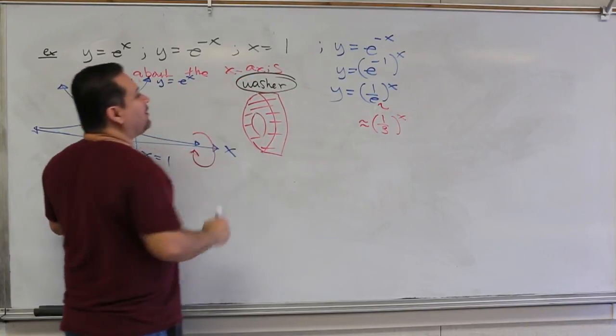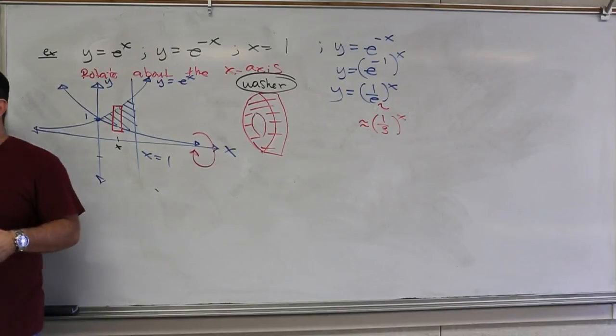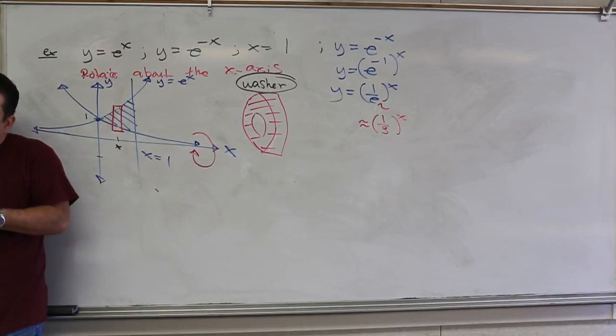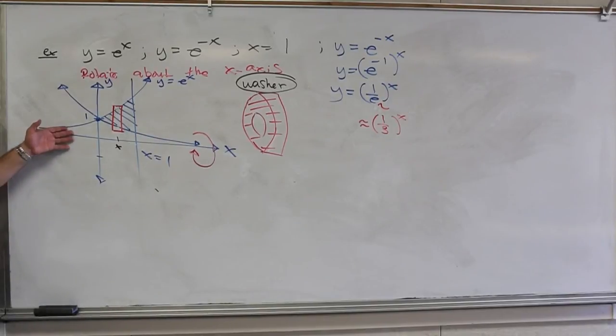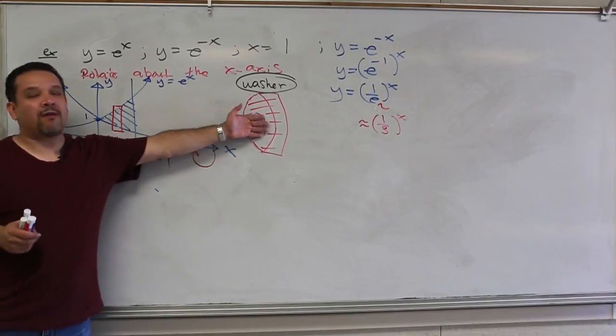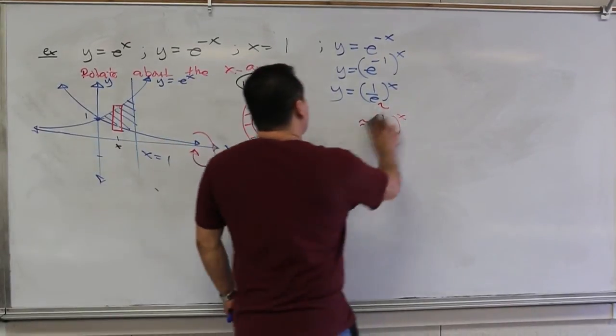Is that what a washer looks like, Ed? It's a washer. So they're going to say this is the washer method. So whatever's associated with the disc method, you've got the disc slash washer method. It's really the same method. However, there's a hollowed out center. Now you say, well, how do we deal with a hollowed out center?